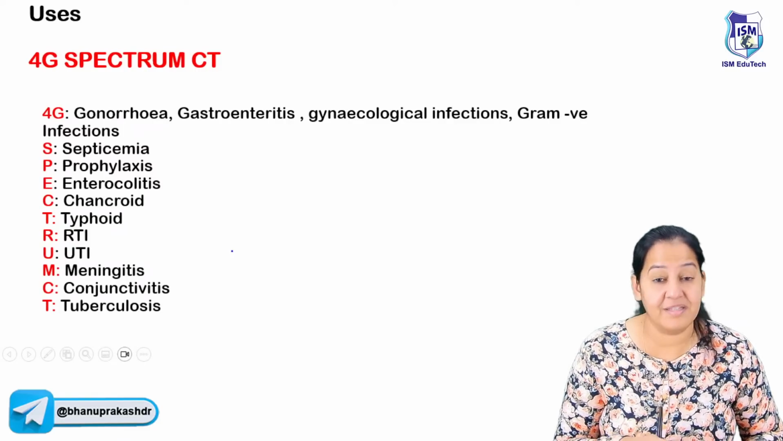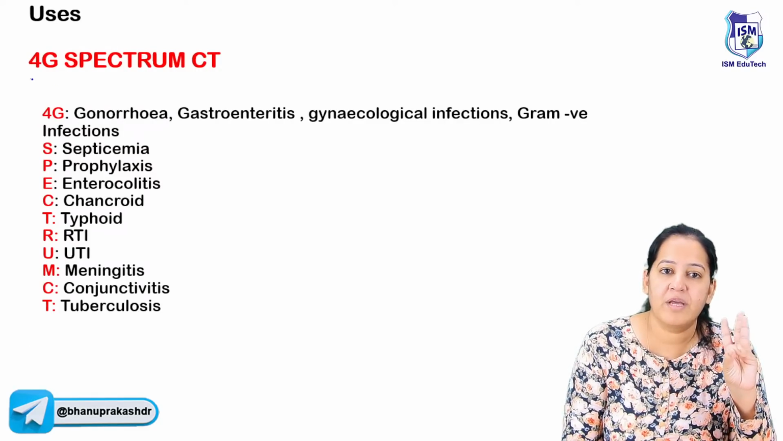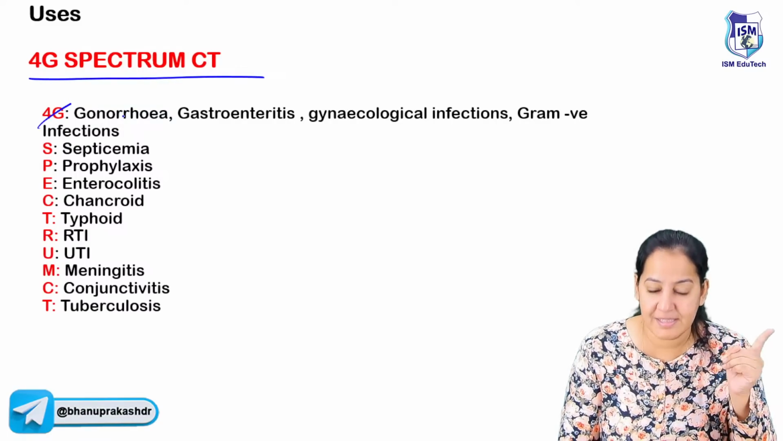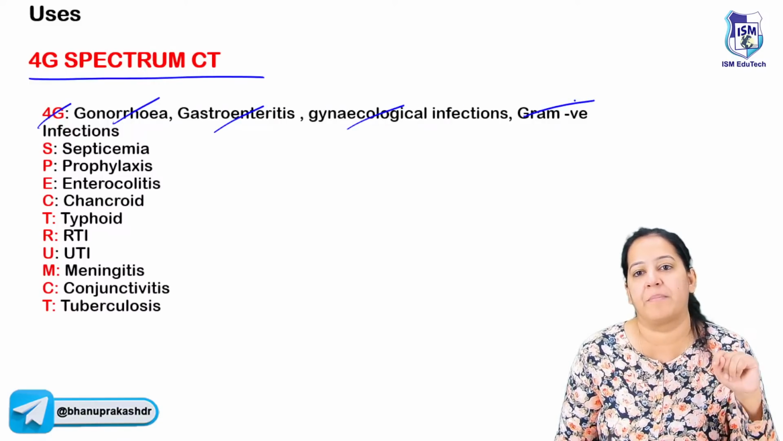And the uses: it's a broad spectrum, na? 4th generation are the broadest spectrum. So the mnemonic is 4G spectrum city. There are 4G. It is given in gonorrhea, gastroenteritis, gynecological infection, and gram-negative infection.